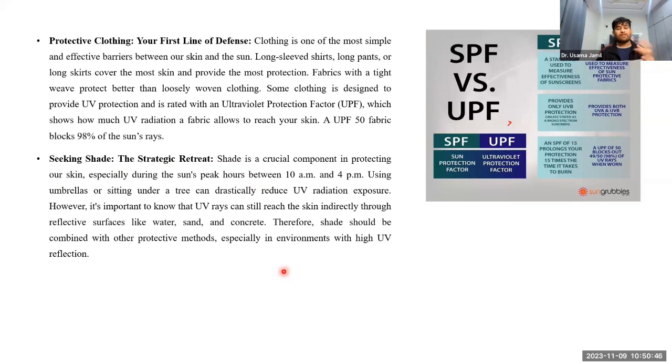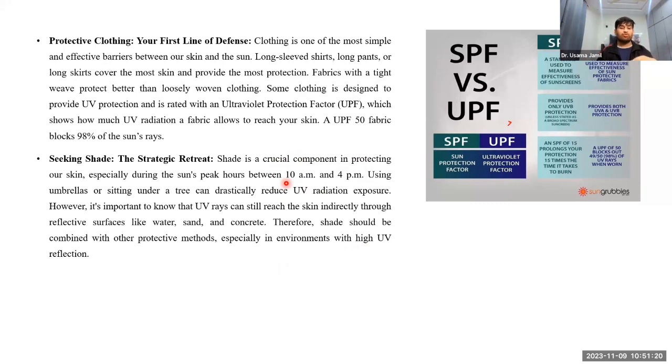The next one is seeking shade, the strategic retreat. If you are not protected, you have not used any sunscreen, you are not covering your body adequately, and you have accidentally gone out, a very easy and safe step would be to stay in shade for a while until the peak hours are gone, or you can borrow an umbrella or find any shade to be safe from the UV rays.